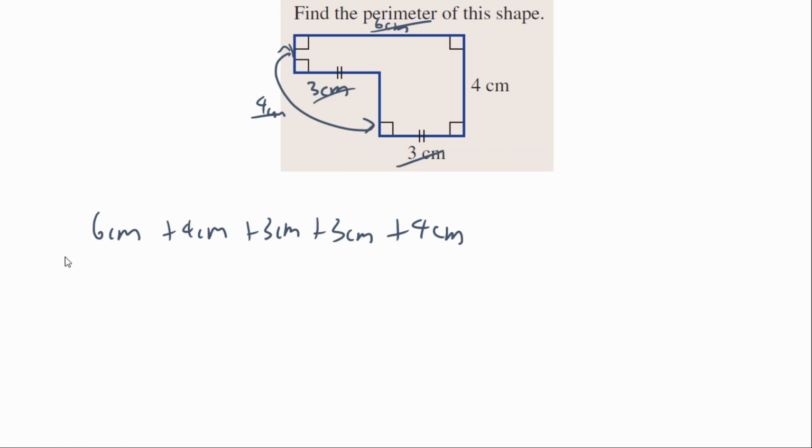Yep, so 6 plus 4 gives us 10. Plus 3 gives me 16. Plus 4 gives me 20 centimeters. So the perimeter for this shape will be 20 centimeters.